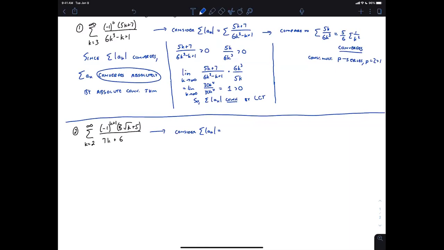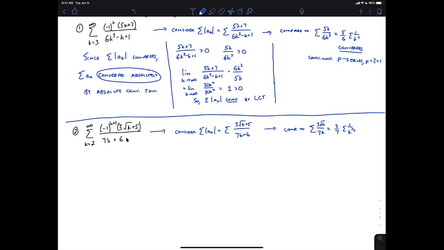The absolute value of that part is 1. Everything else is positive. So the absolute value of this is the sum of (3 square root k plus 5) over (7k plus 6). And then we're going to in turn compare that to 3 square root k over 7k. That simplifies to 3/7 times the sum of 1 over k to the 1/2, because you've got k to the 1/2 on top and k to the first on bottom. Let me make that a little bit clearer. But that is k to the 1/2 on bottom. I think we can read that better now.